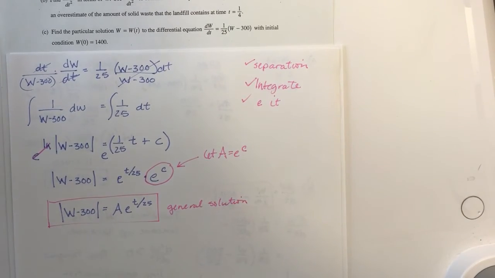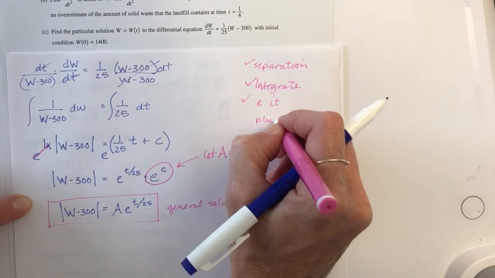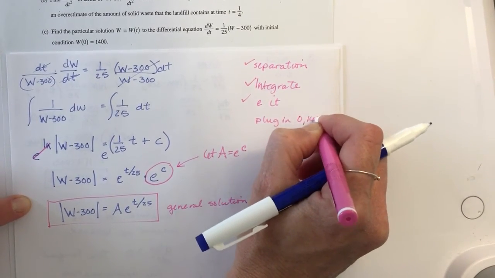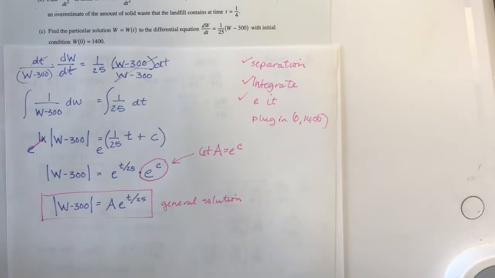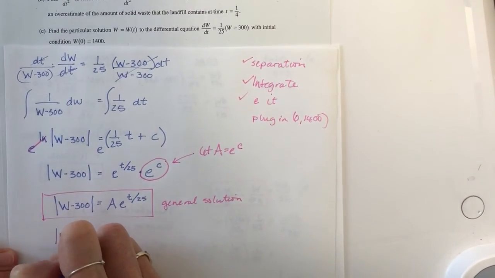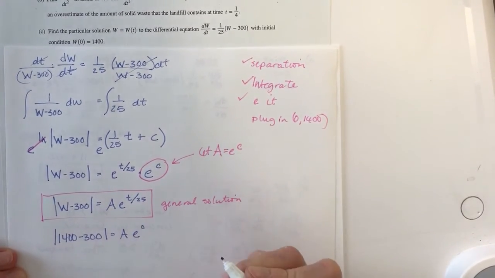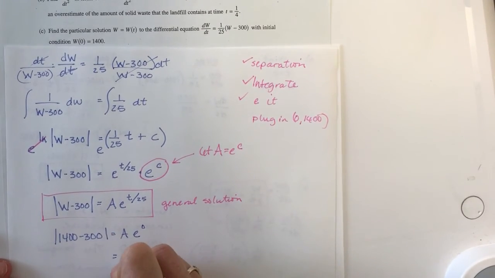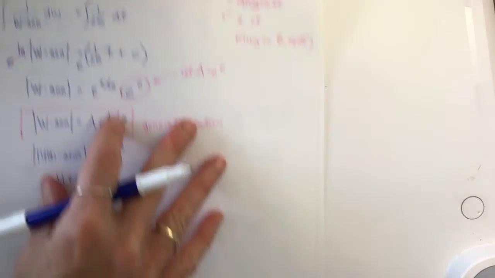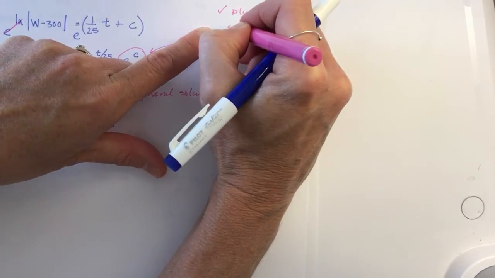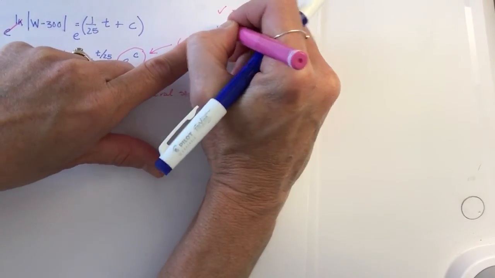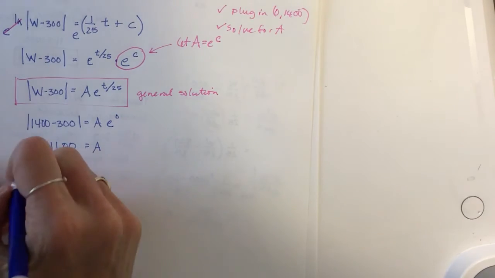Okay, now we're going to plug in 0, 1400, our initial condition. So 1400 minus 300 is equal to A e to the 0. What's e to the 0? Yeah, you got it. So A is equal to 1100. And we did not use the absolute value, it was already positive. That's important, right? So we plugged that in and solved for A. Now we're going to plug A back in and solve for w.